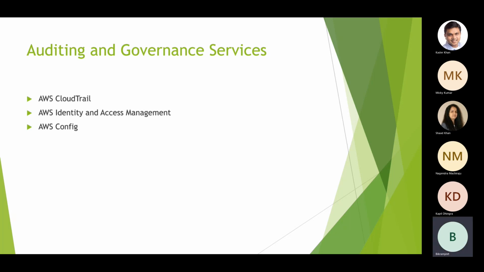Then comes the auditing and governance services. Now, when it comes to auditing and governance, we need some logs or some records that can show us what happened at a particular time. There are a few services offered by AWS that we can use for this purpose. The first one is AWS CloudTrail.